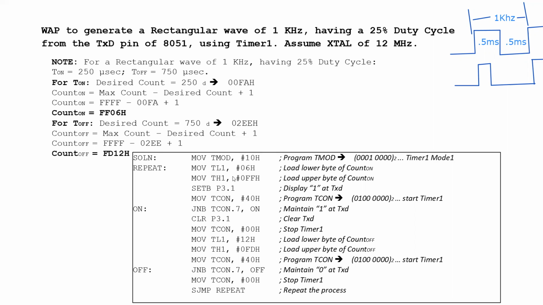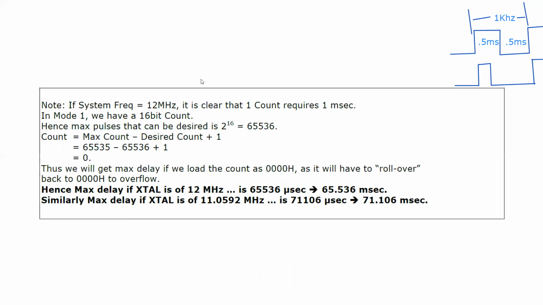So we load the delay value for the on state. Then P3.1 is set, that is high here, and wait for the delay. Then after the delay, the timer is stopped and P3.1 is cleared, and it loads the new value, that is for the off state, and then starts the timer. So this is repeated, and you will get a rectangular waveform.